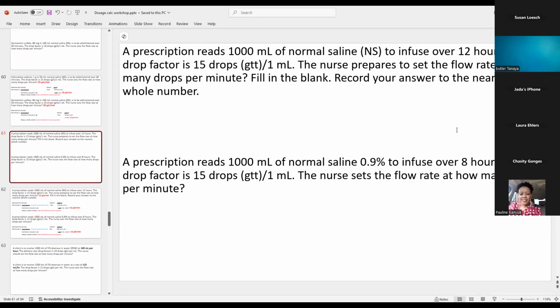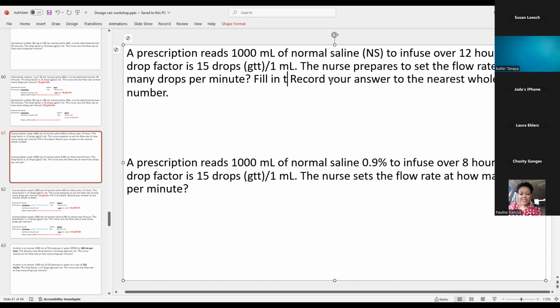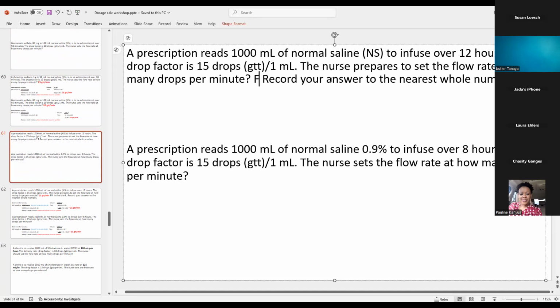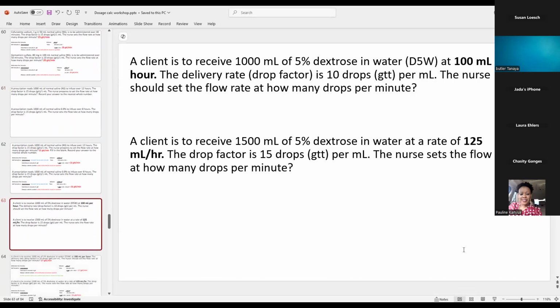This one also asks you for a drop factor, okay? But you notice the difference here is your time is in what? Hours. Okay? So the first one, your time was in minutes. This one, your time is in hours. And now let's look at the next one. This one tells you your volume. It doesn't tell you your time.